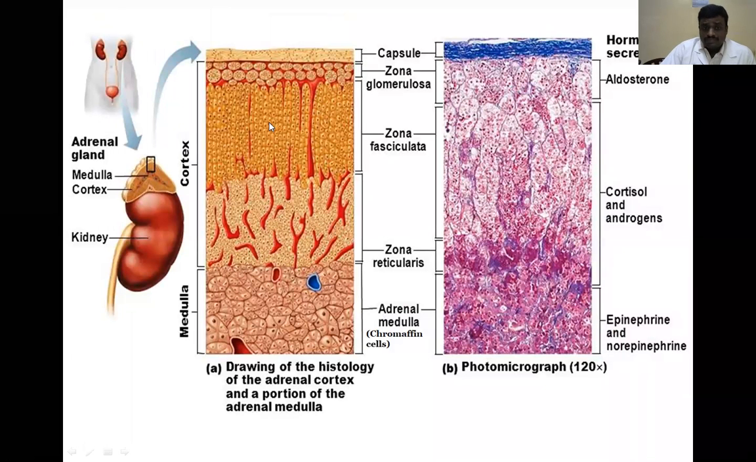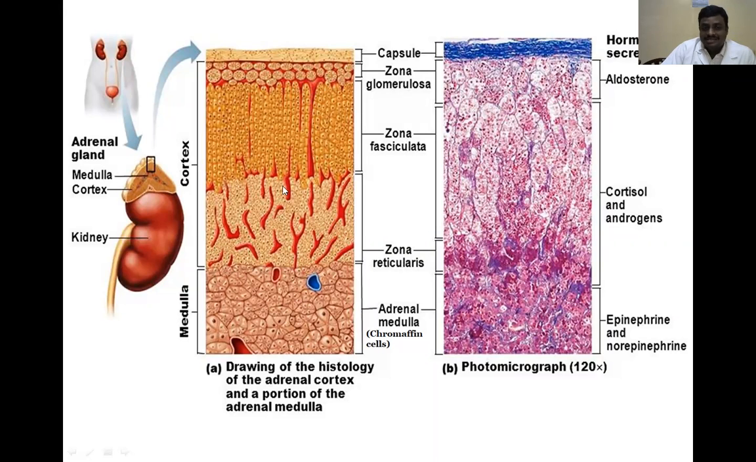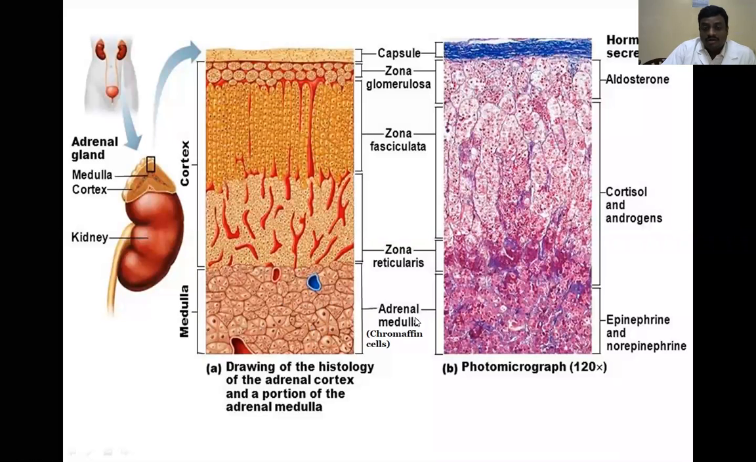In the microscopic view, you can see clearly the different types of cells present in the medulla as well as in the cortex. The outer cortex is covered by the capsule. After that it has three types of cells: zona glomerulosa, zona fasciculata, zona reticularis. These three parts are present in the cortex. The medulla part, also called the adrenal medulla, has chromaffin cells.